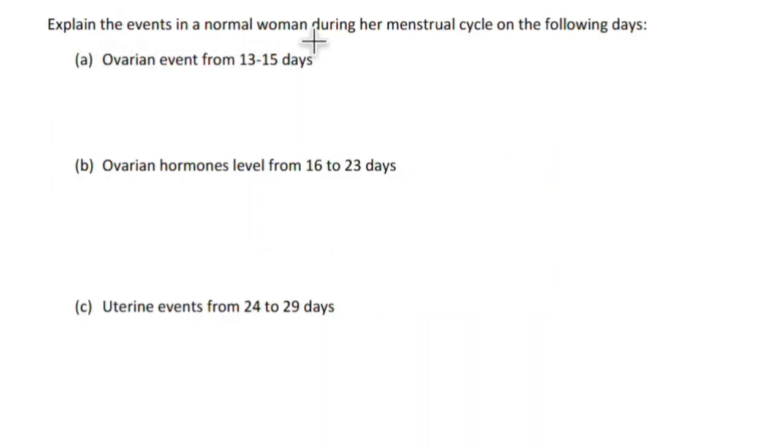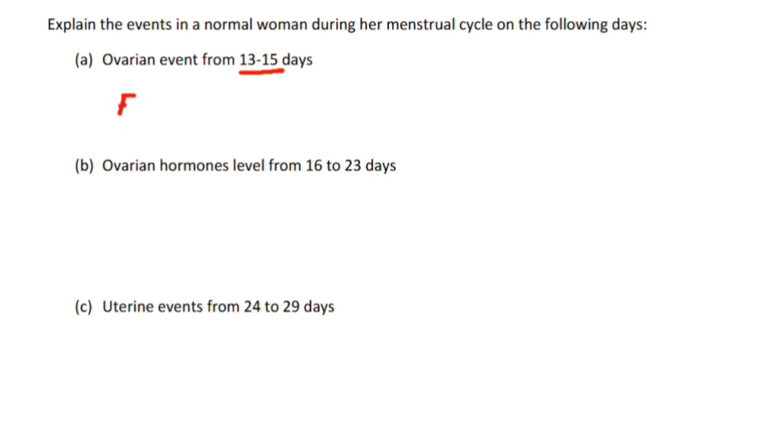Explain the events in a normal woman during her menstrual cycle on the following days. First, ovarian events from 13 to 15 days. Ovarian events during 13 to 15 means it is follicular maturation and it is almost nearing ovulation.